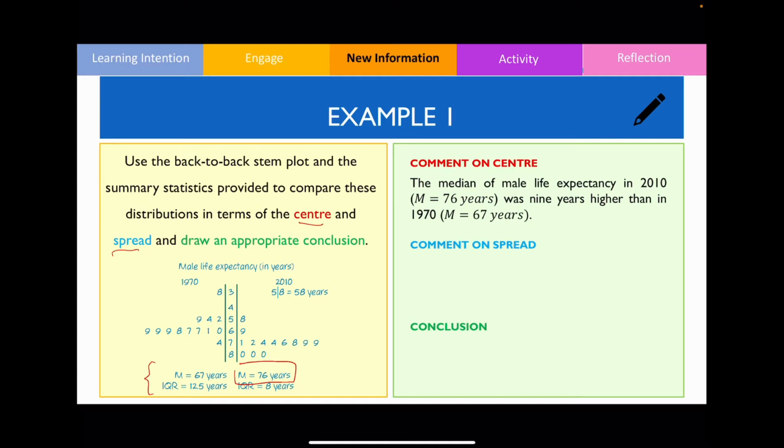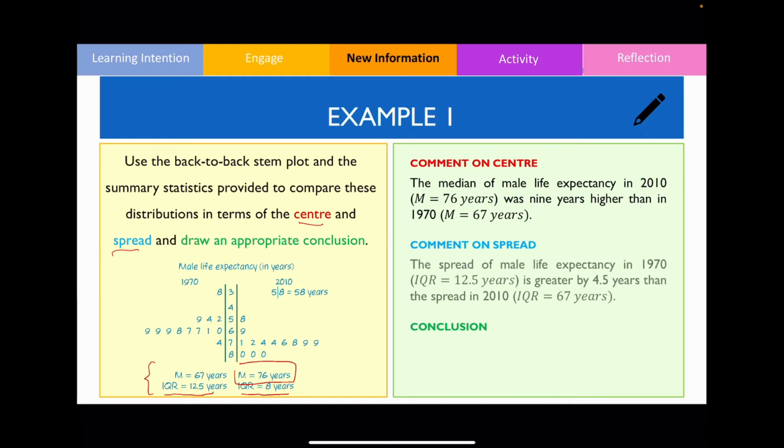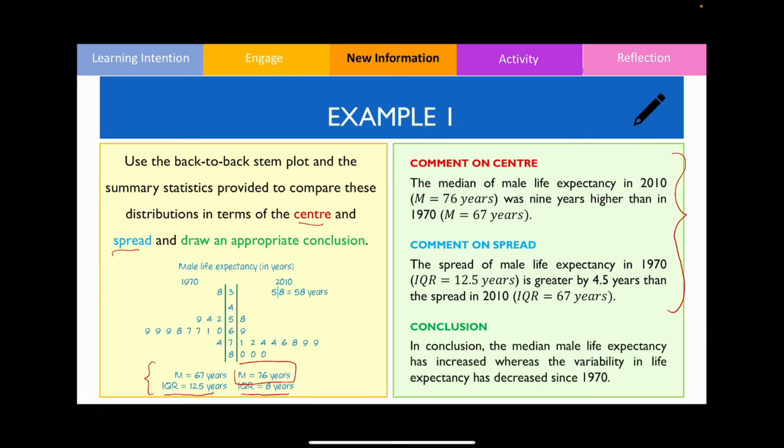When we're commenting on the spread, this means that we need to comment on the IQR. So let's examine the interquartile ranges between the two datasets. Notice that the interquartile range in 1970 is larger than the interquartile range in 2010. So therefore, I'm going to say the spread of male life expectancy in 1970 is greater by 4.5 years than the spread in 2010. And finally, to write a conclusion, we simply need to write an overview or a summary between these two dot points over here. So therefore, I'm going to say that in conclusion, the median life expectancy has increased, whereas the variability in life expectancy has decreased since 1970.